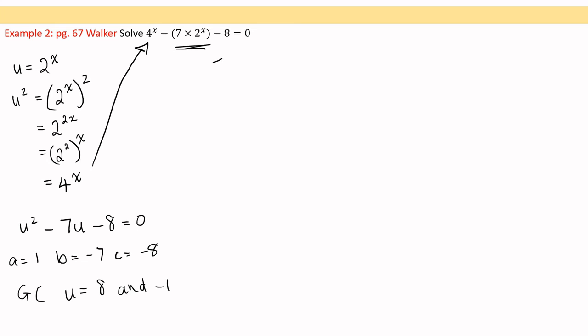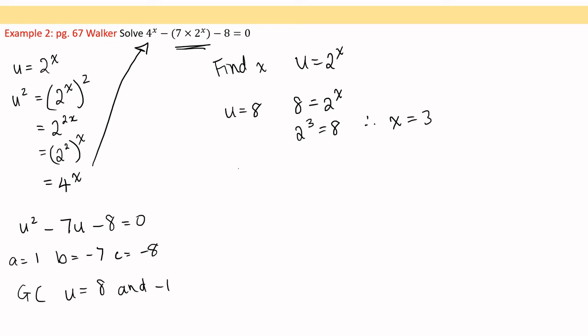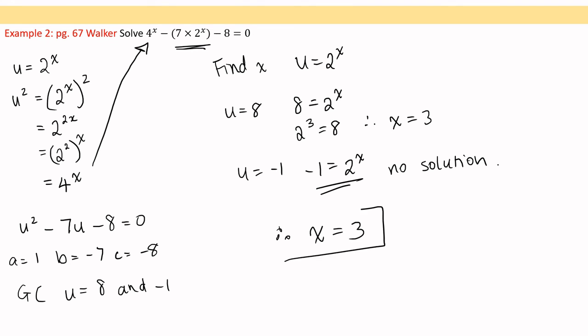Okay, now we need to find what x is. We had u equal to 2 to the power of x. So when u equals 8, 8 equals 2 to the power of x. We know that 2 to the power of 3 is equal to 8. Therefore, x is equal to 3. When u was equal to -1, we'd have -1 equals 2 to the power of x. No possible solution. Okay, there is no x that will give us this. Therefore, again, we have the one solution, which is x equals 3.